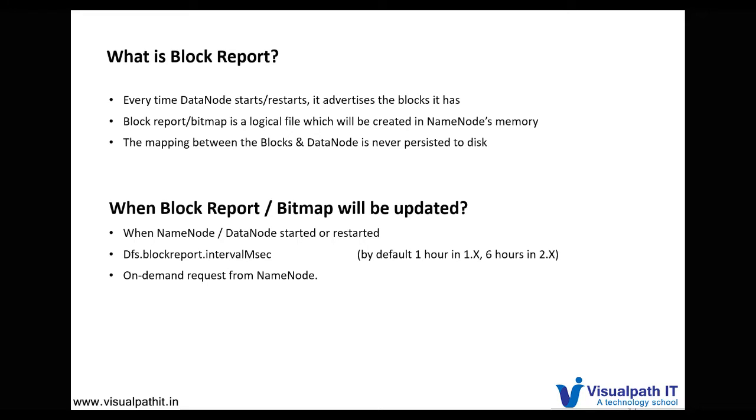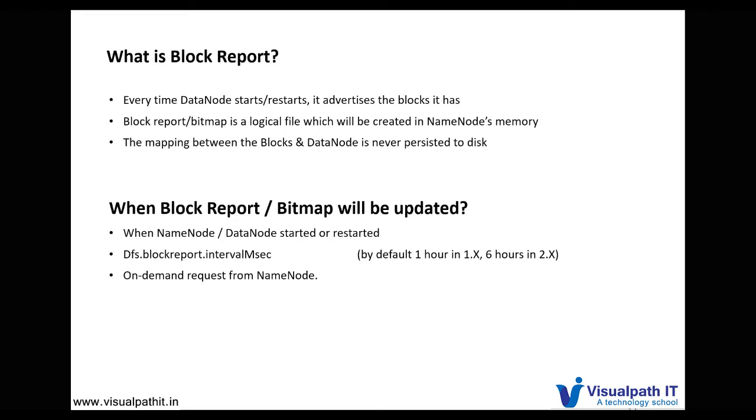The block report bitmap is a logical file which is created in name node memory, otherwise it would not be able to get a fast report. So the mapping between blocks and data nodes never persists to disk. It is always in memory, because if you restart the name node or data node, the entire logical file will be deleted and recreated, the logical link. So that is the block report.